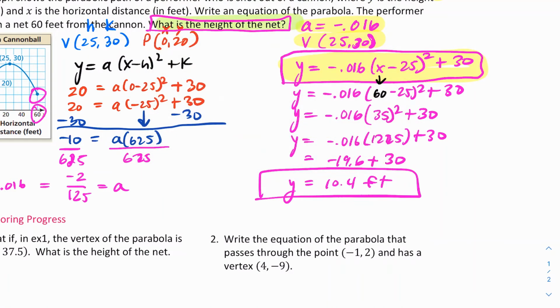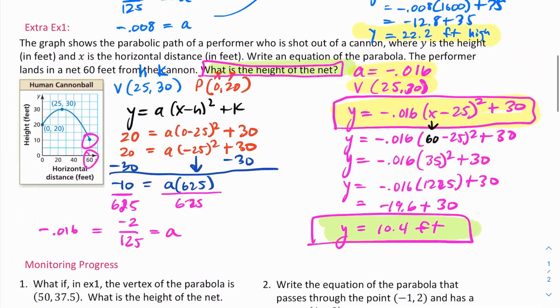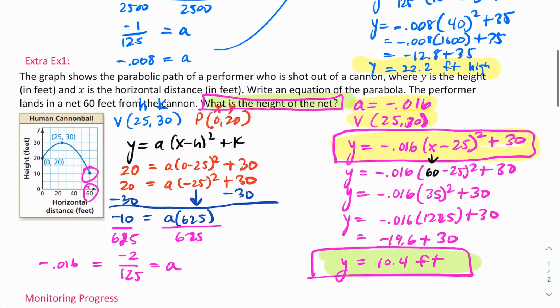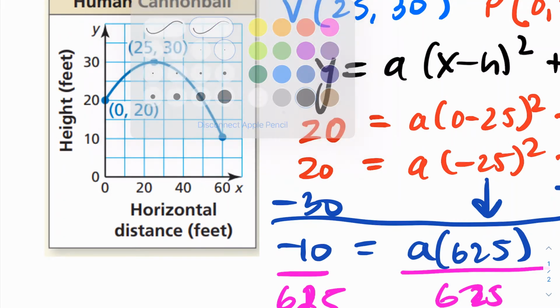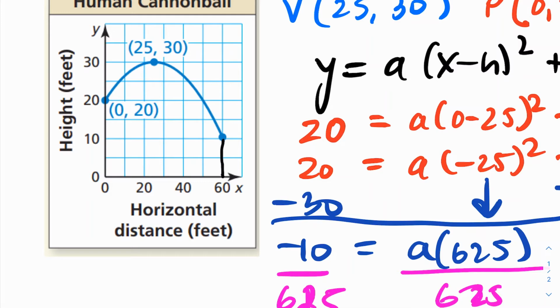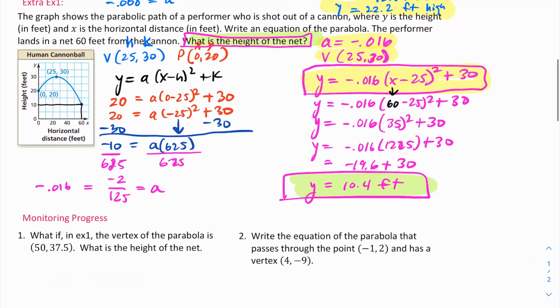Now, again, if you look at the picture at 60, when we're at 60 here, you can see that it's close to 10, but we wouldn't be able to tell from the graph that it's 10.4. We can definitely tell from doing math, or doing it mathematically, that it's 10.4 feet and not exactly 10 feet.